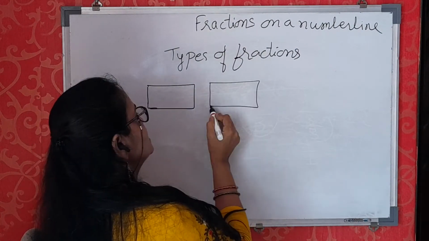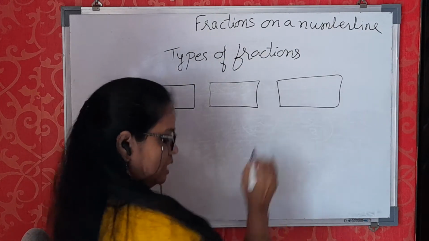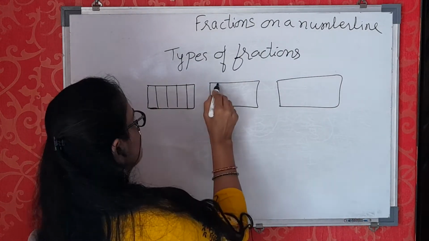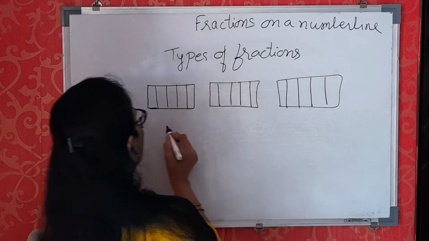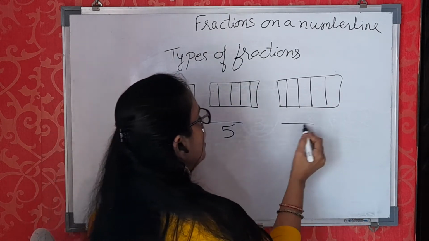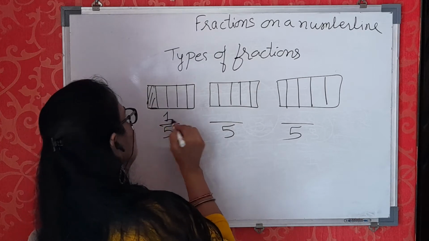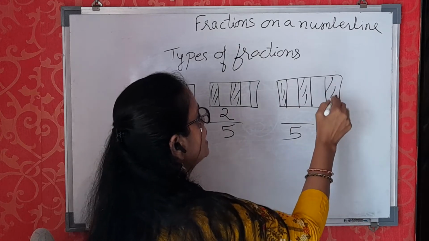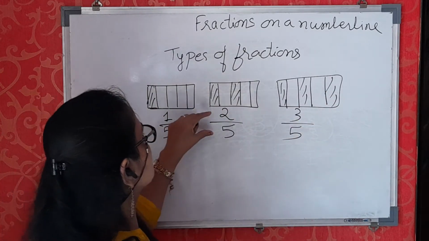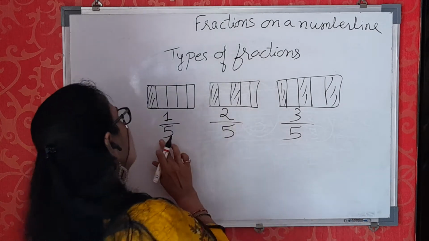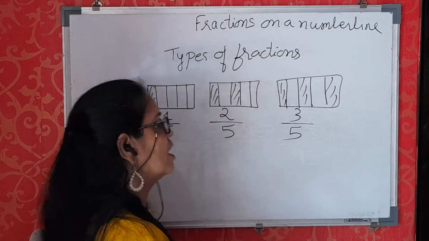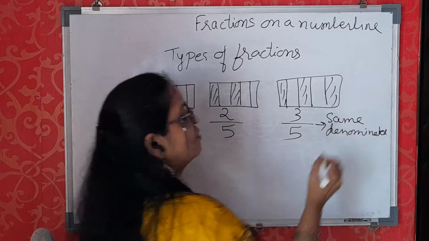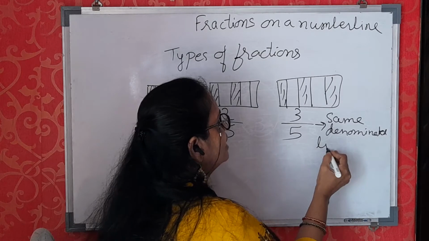Suppose you take 3 same size dairy milk chocolates, right? Now you are making equal parts of them. Suppose 5 equal parts, right? Everywhere you made 5 equal parts. Here you have taken 1 part, here you have taken 2 parts, and here you have taken 3 parts. So this is 1/5, 2/5, 3/5. But what is common in these 3 fractional numbers? Yes, your denominator is same. So same denominator fractional numbers are your like fractions.